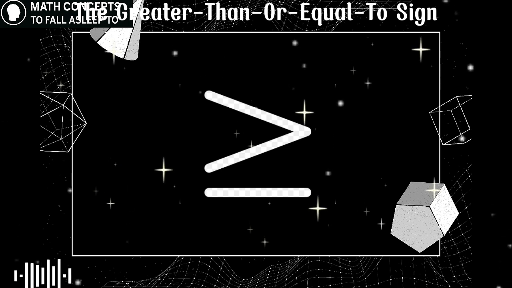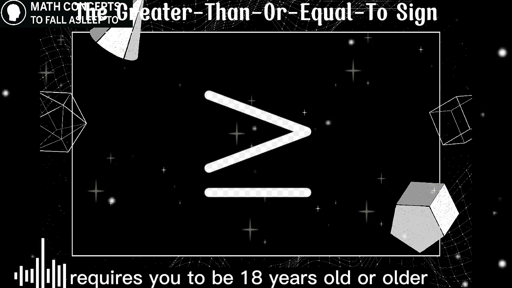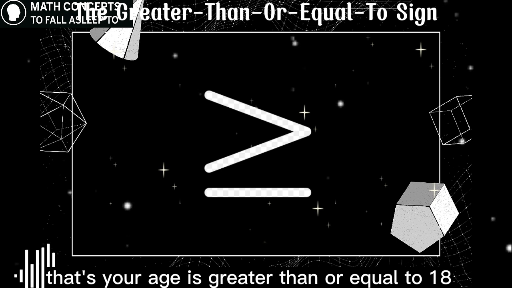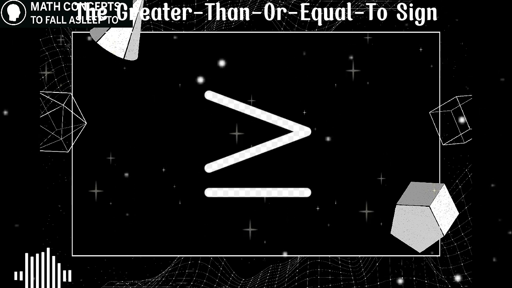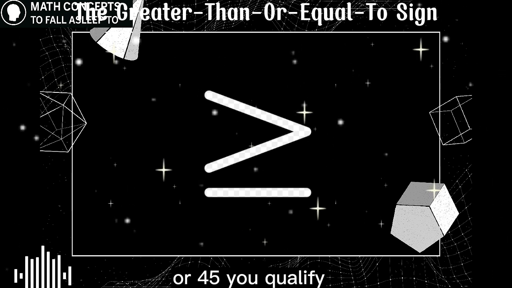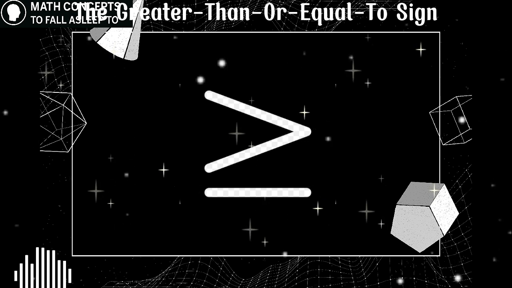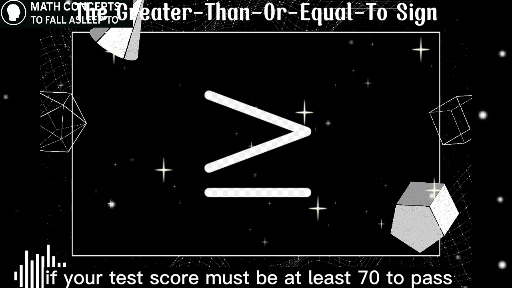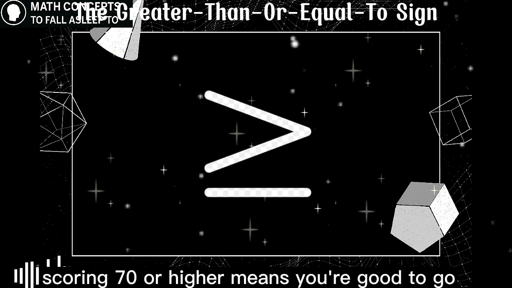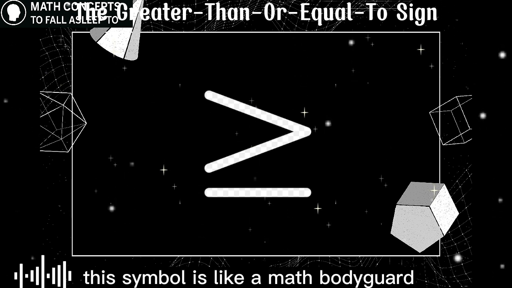Practical example. Suppose a job application requires you to be 18 years old or older. That's your age is greater than or equal to 18. So if you're 18, 20, or 45, you qualify. But if you're 17, you don't. Another example, if your test score must be at least 70 to pass. Scoring 70 or higher means you're good to go. This symbol is like a math bodyguard.